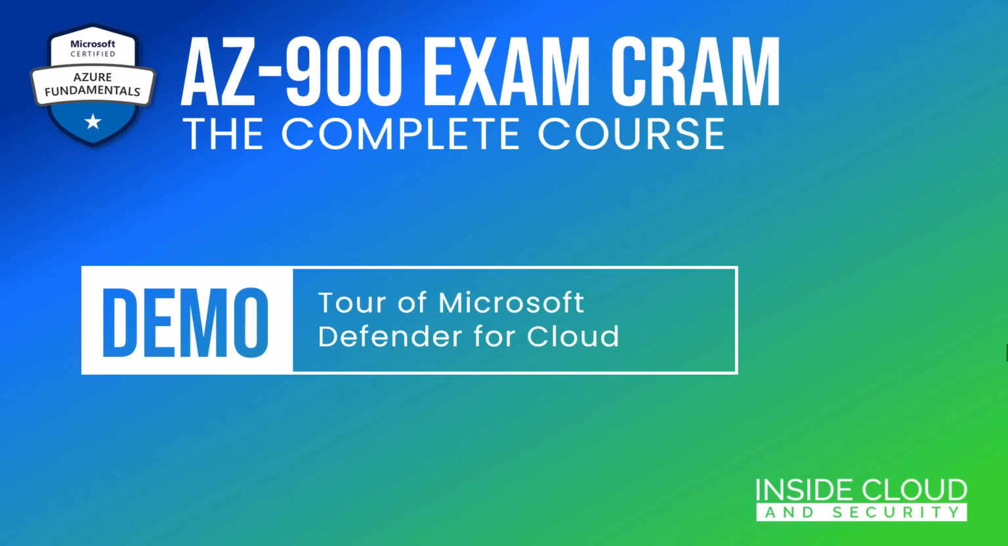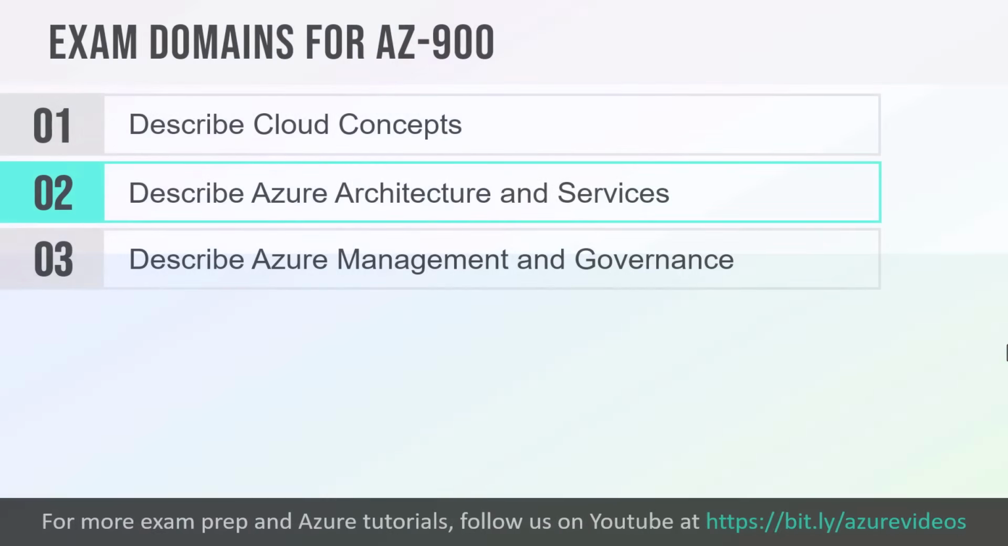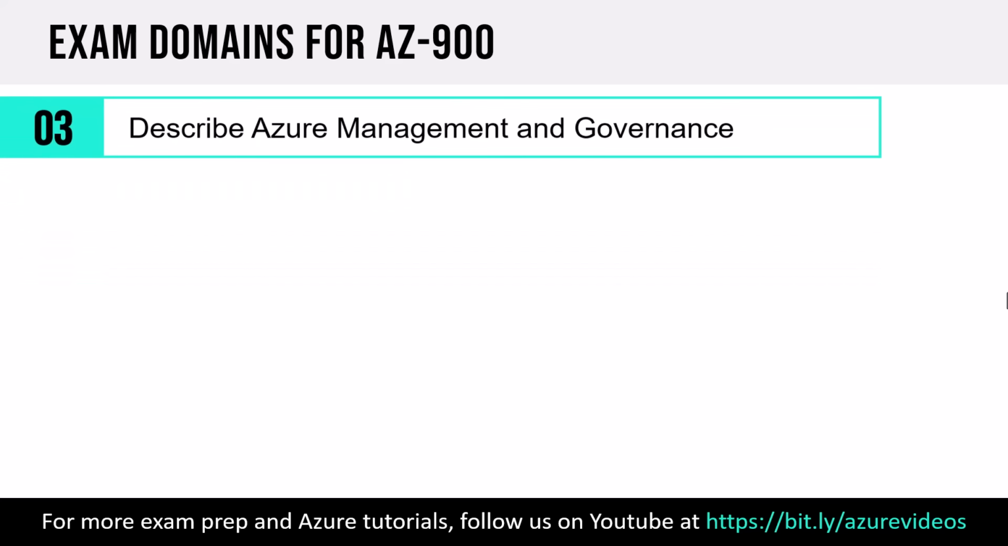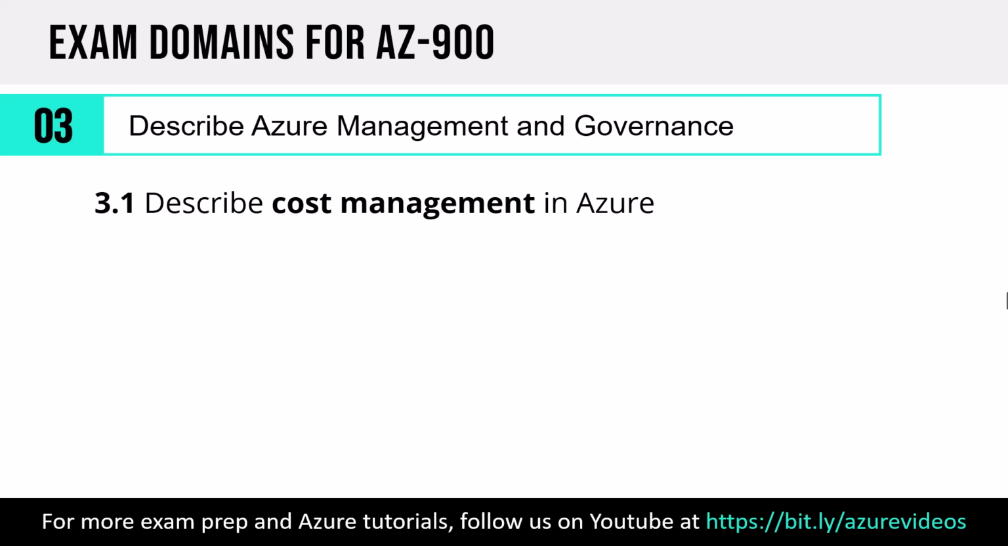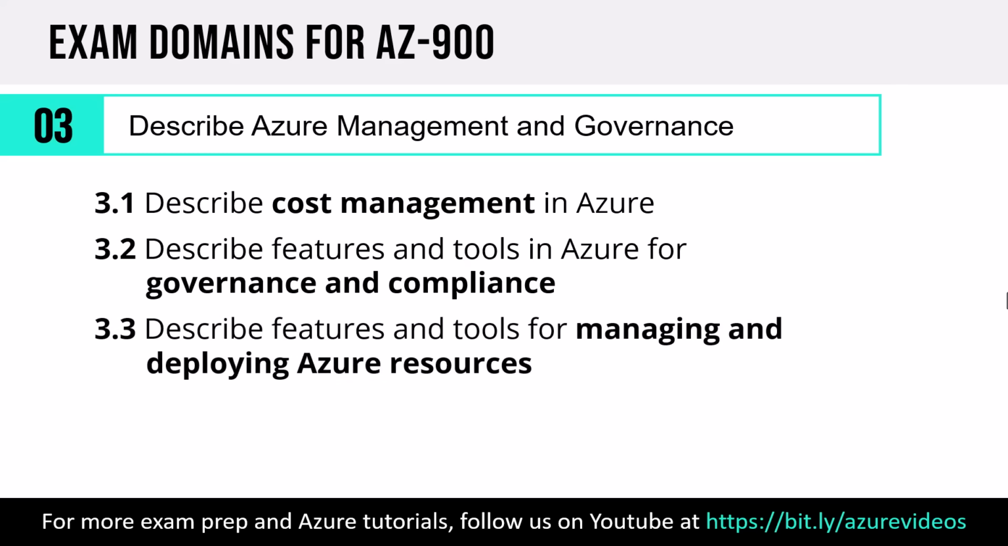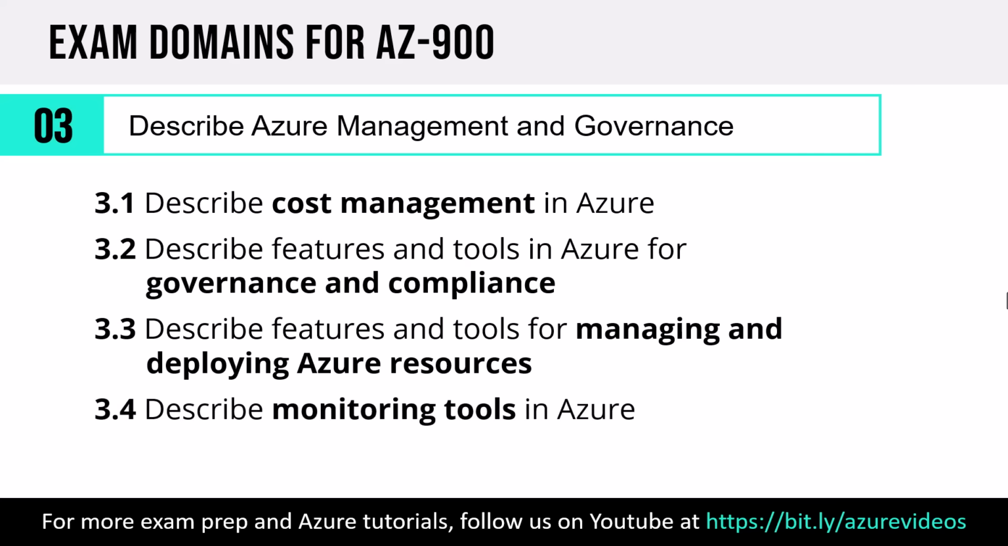And that's a wrap for Domain 2, so we'll move on to Domain 3, which is Describe Azure Management and Governance. And in Domain 3, we'll talk through cost management in Azure, features and tools in Azure for governance and compliance, features and tools for managing and deploying Azure resources, and monitoring tools in Azure. Again, noticing that describe is the verb in every case.